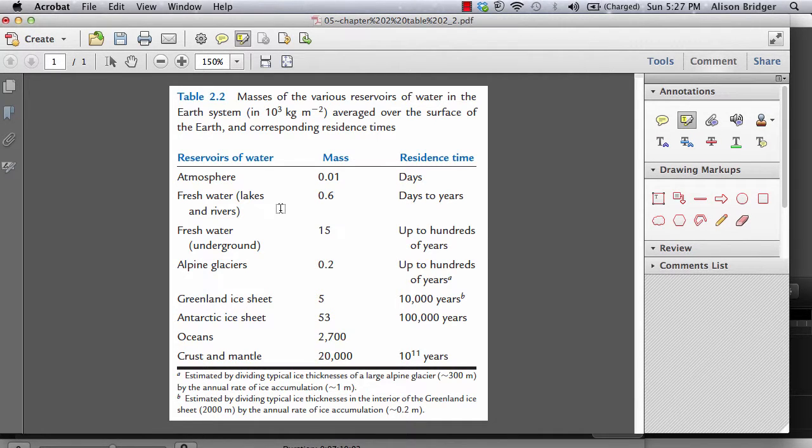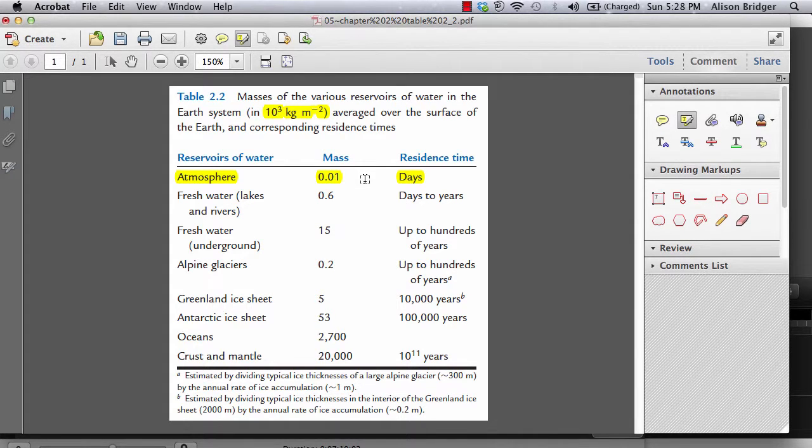The one we're most familiar with maybe is the atmosphere. That's certainly one we're going to be interested in. And it turns out that there's only a very tiny amount of water in the atmosphere, 0.01 times 10 to the 3 kilograms per square meter. Residence time is an estimate of how long the water vapor stays in the atmosphere, and you can calculate that from observations of evaporation into the atmosphere and precipitation out of the atmosphere. And it looks as though the residence time in the atmosphere is on the order of days.